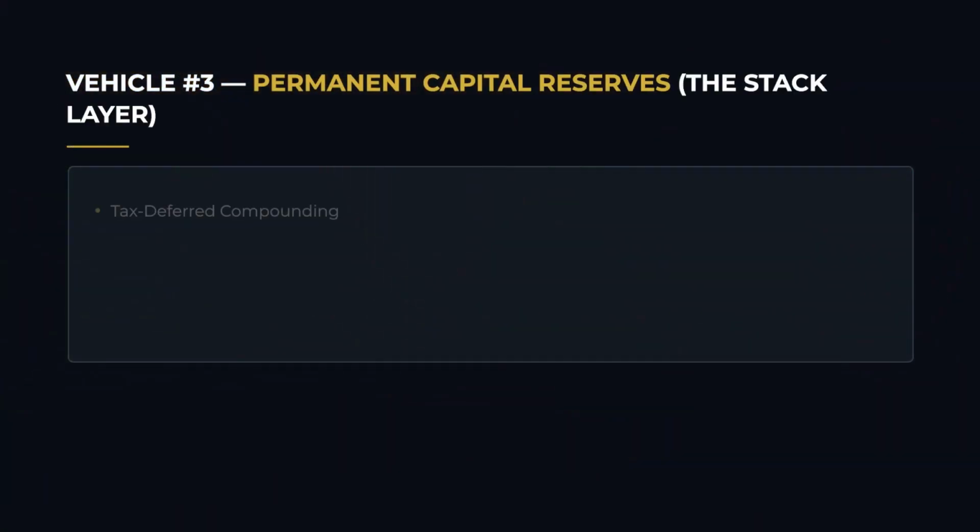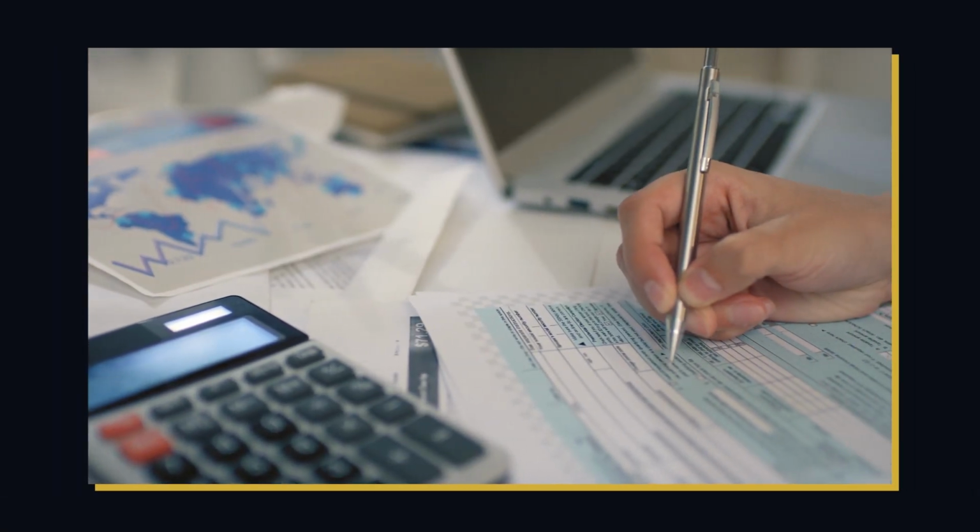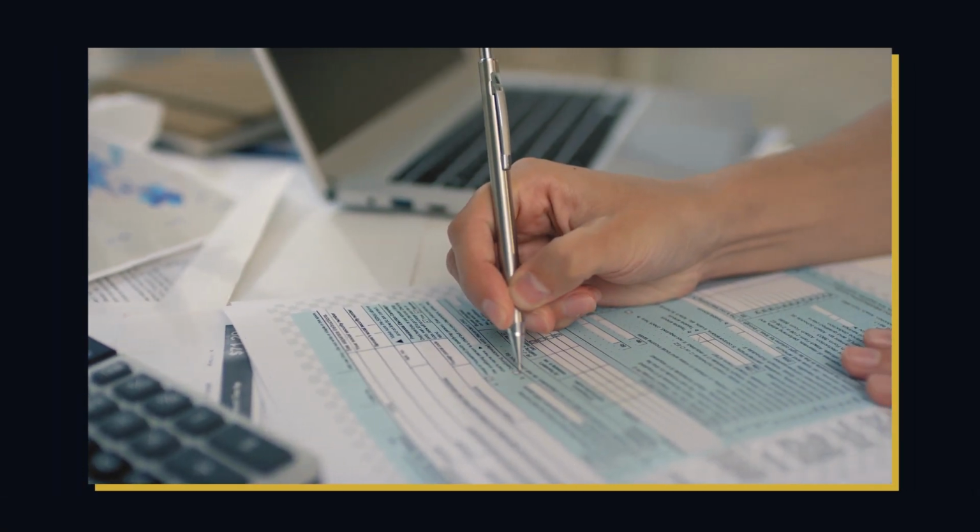Vehicle number 3, permanent capital reserve structures. Now we get to the liquidity layer. How do you architect strategic reserves that compound, tax-deferred, and provide collateralized access? Institutions have used several vehicles for this. The most proven permanent capital structures are originally designed by financial institutions in the 1800s. Here's how they work. You reallocate capital into a vehicle specifically designed for tax-deferred compounding, guaranteed growth, collateralized borrowing access, no required liquidation, and death benefit for estate equalization.